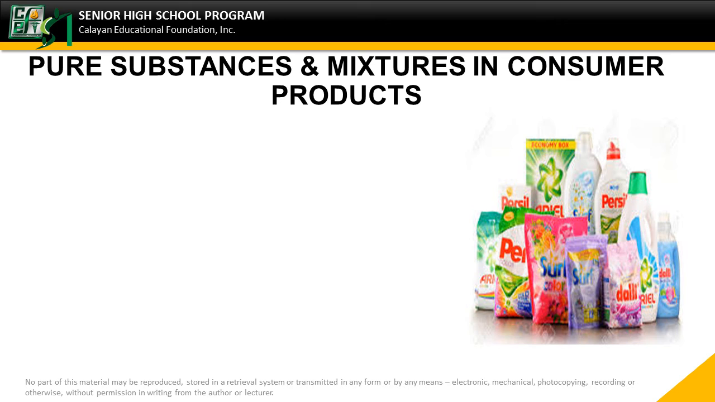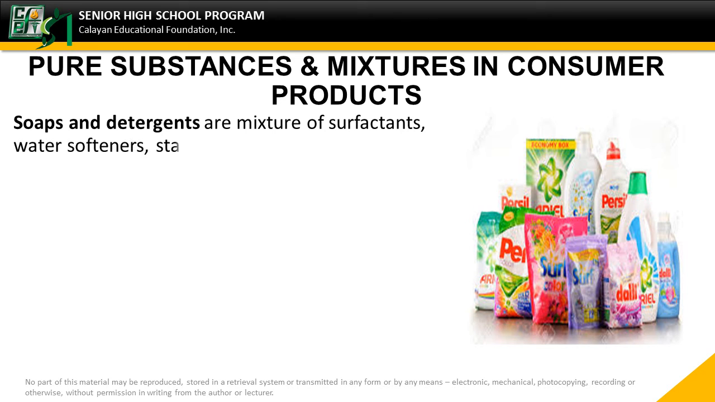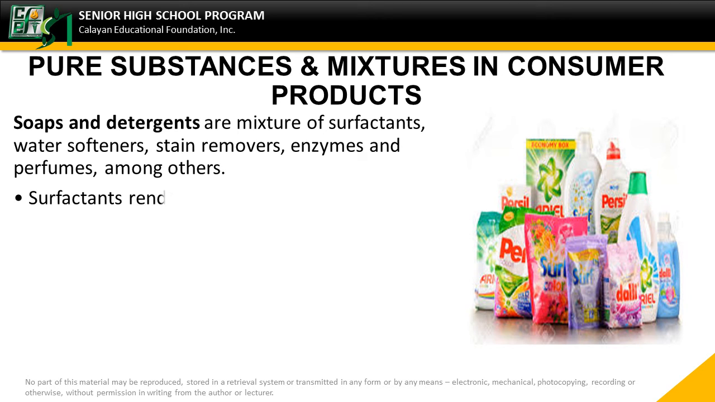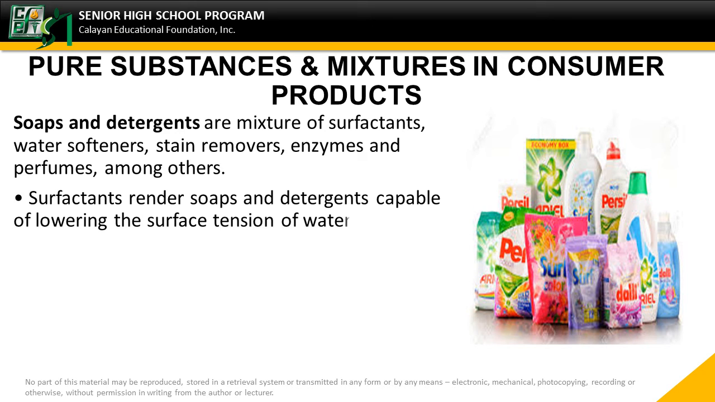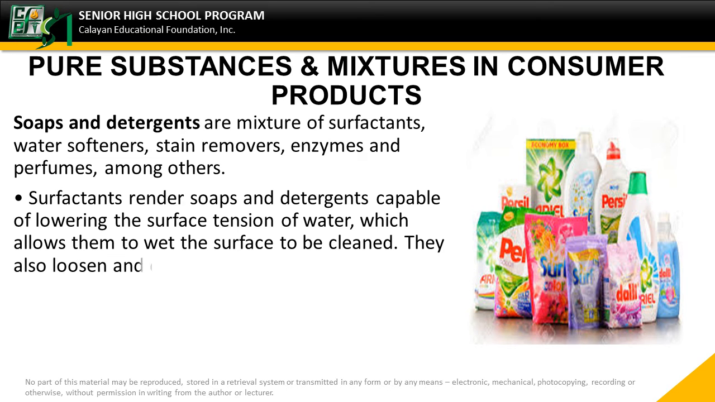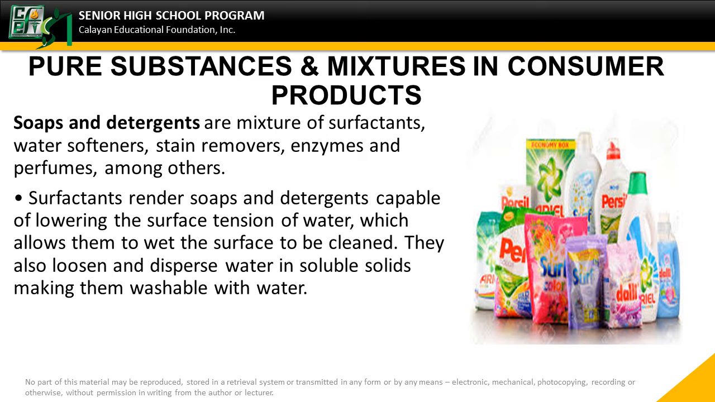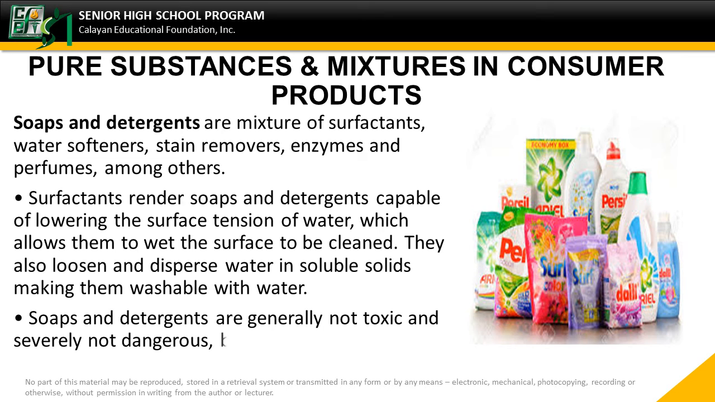Another example of household cleaning products are soaps and detergents. Soaps and detergents are mixtures of surfactants, water softeners, stain removers, enzymes, and perfumes, among others. Surfactants render soaps and detergents capable of lowering the surface tension of water, which allows them to wet the surface to be cleaned. They also loosen and disperse water-insoluble solids, making them washable with water. Soaps and detergents are generally not toxic and not severely dangerous, but may cause irritation to the skin and eyes.